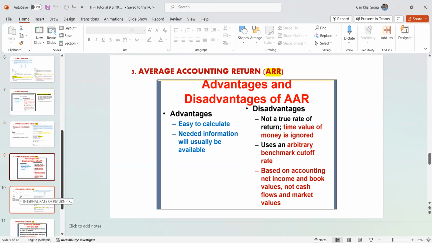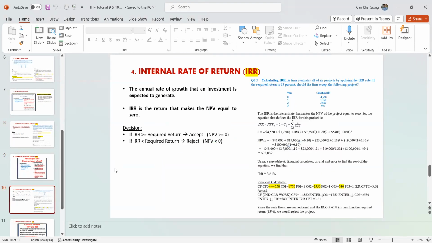Now moving on to the next rule, which is the IRR. Think about IRR as a rate of return, like your rate of return in the form of a percentage. The IRR means the annual rate of growth that an investment is expected to generate. Basically it's the rate of growth that we expect from the investment itself. Now if IRR is larger than or equal to the required rate of return, we accept.